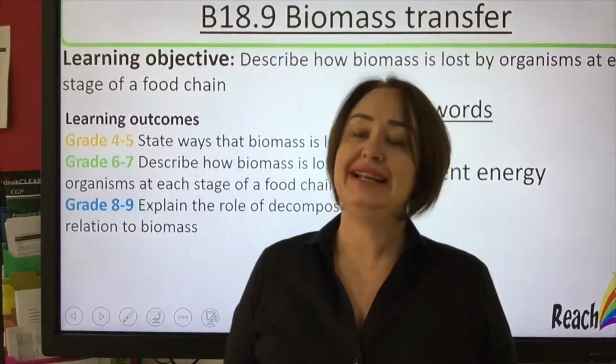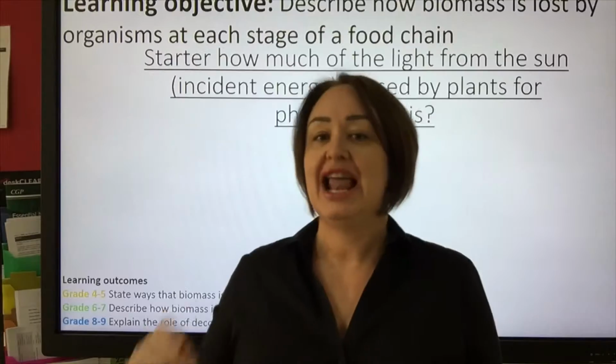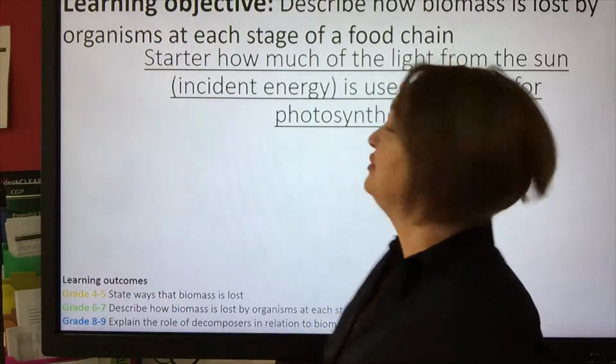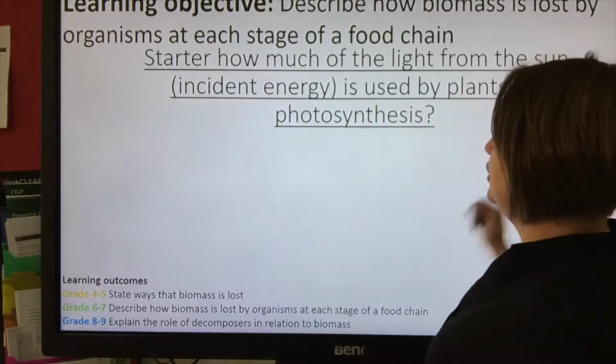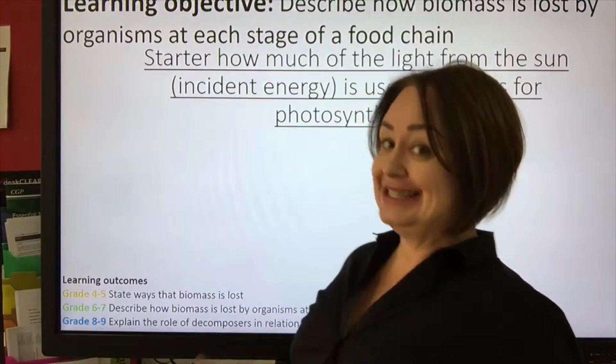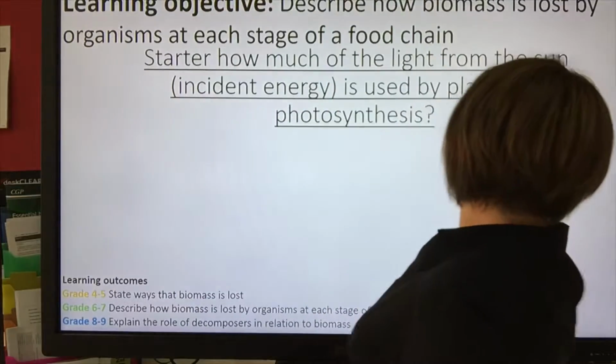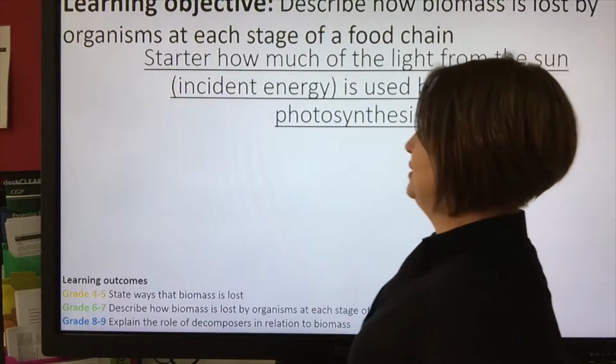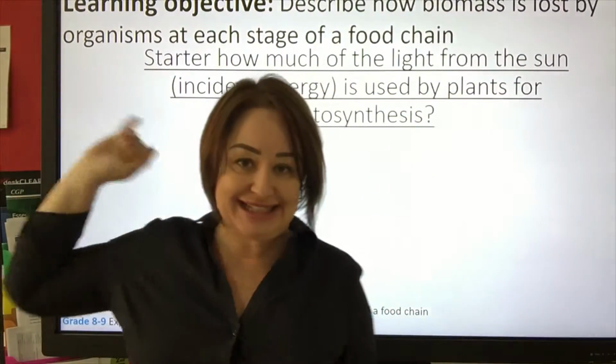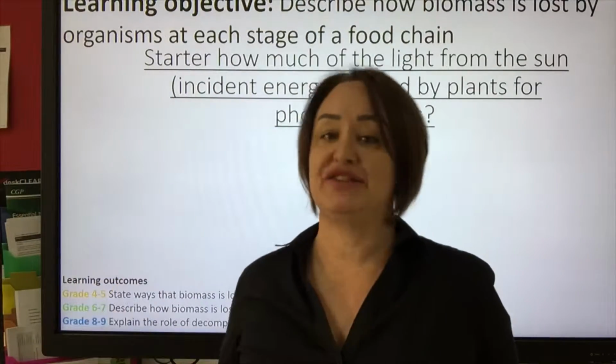We're on 18.9, it's biomass transfers. Let's have a look at our starter. So we've said how much of the light from the sun, in other words, the incident energy, is used by plants for photosynthesis. Well, let me just mention this word incident energy. That is on your specification.